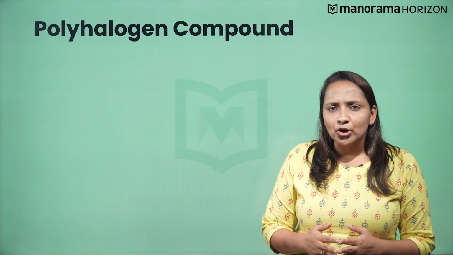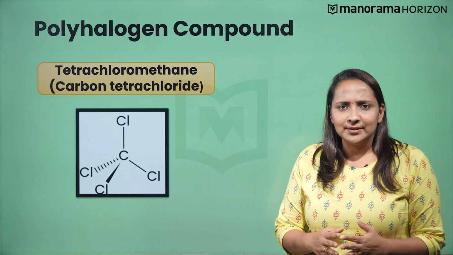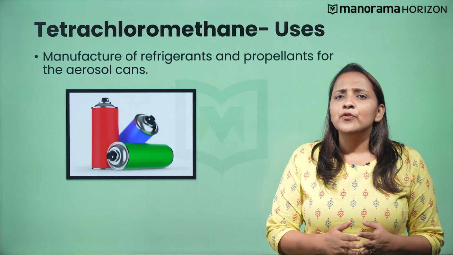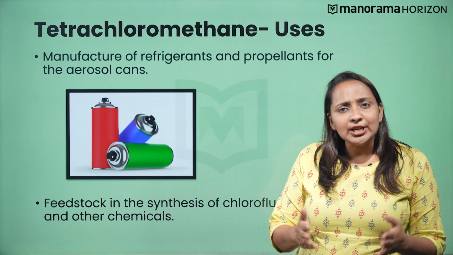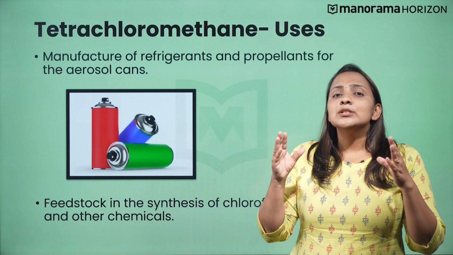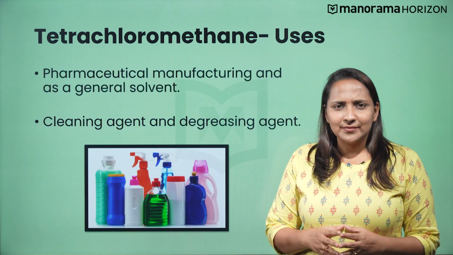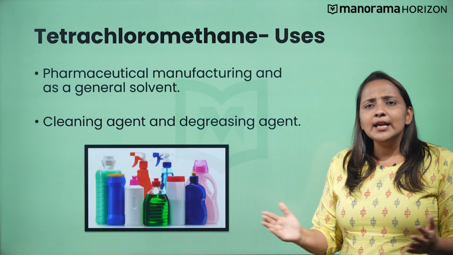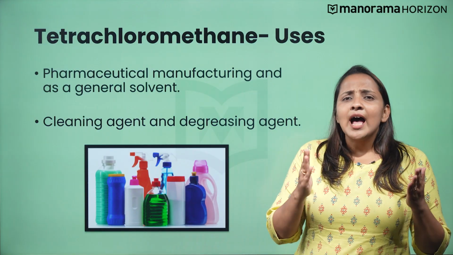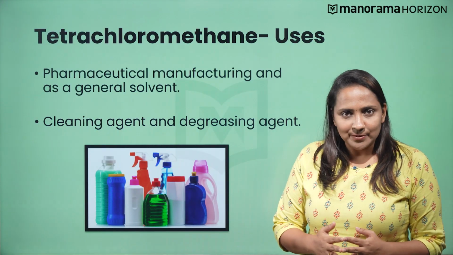The next compound we will talk about is tetrachloromethane, also known as carbon tetrachloride. It is used in the manufacture of refrigerants and propellants for the aerosol cans, and as a feedstock in the synthesis of chlorofluorocarbons and other chemicals. It is also used in the pharmaceutical manufacturing and as a general solvent as well. Until 1960, it was widely used as a cleaning agent and degreasing agent in industries and homes as well, and it was also used as a spot remover and fire extinguisher.